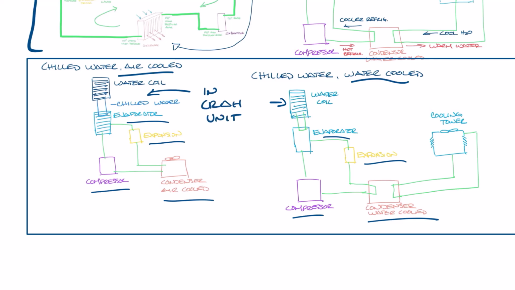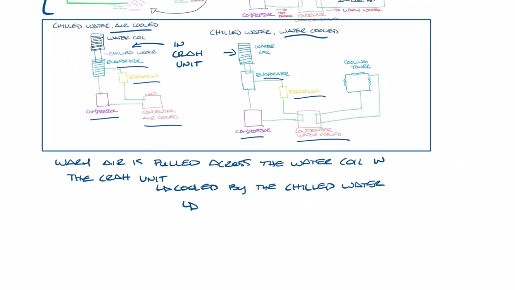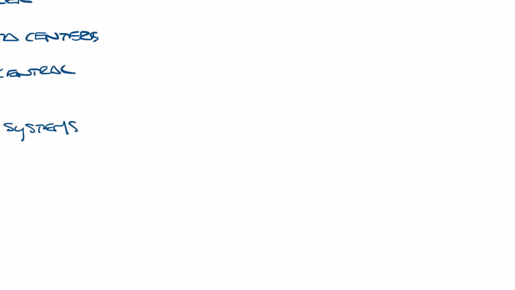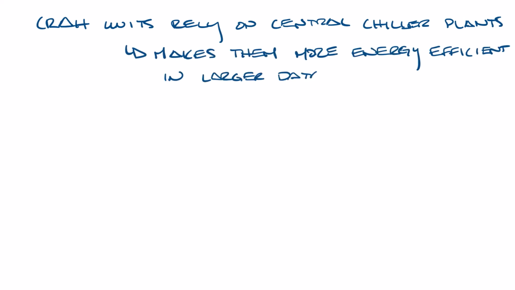The water for the water coil is being cooled by the rest of the system. Warm air from the data center is pulled across the coil where it's cooled by the chilled water before recirculating back into the room. A modulating valve would adjust the chilled water flow rate for precise temperature control. Now let's move this over again. CRAH units rely on a central chiller plant. This makes them more energy efficient than CRAC units in larger data centers.